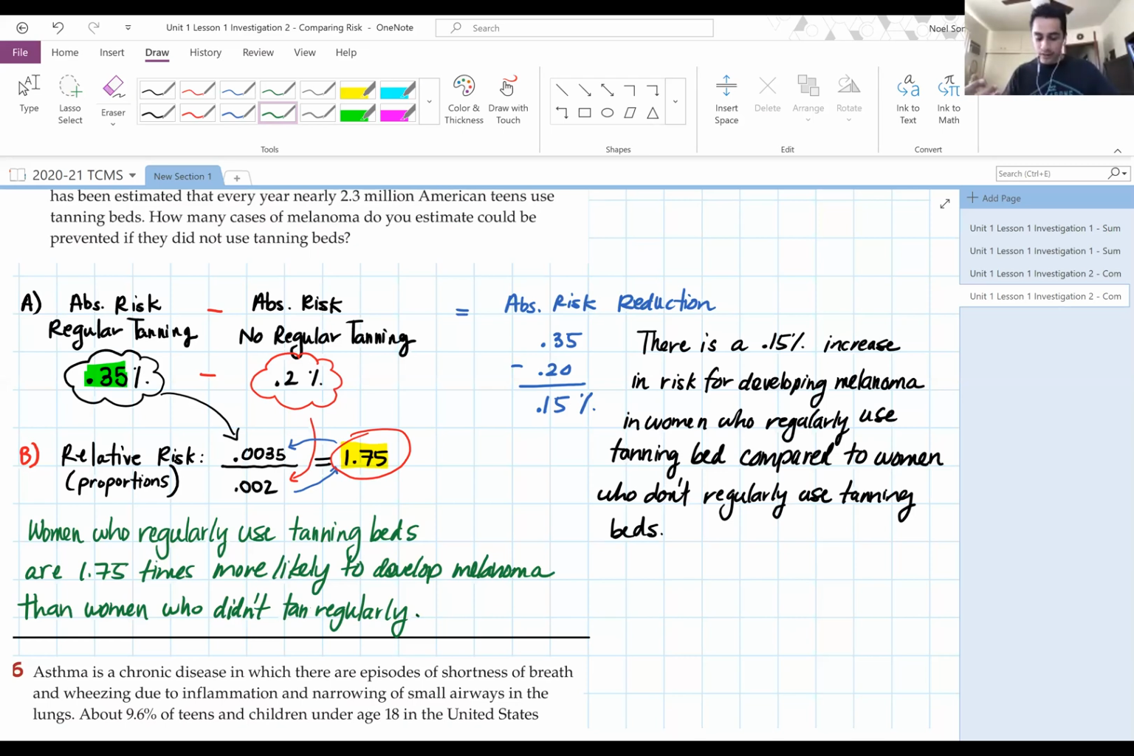Versus telling somebody that there's a 0.15% increase, while it is factual, it doesn't have the same kind of effect. It's like, oh, the percentage of me getting something didn't even go up by a full percent, it's not that big a deal. But if you warn people that you are almost twice as likely of developing this skin cancer if you're using tanning beds regularly, that has a little bit more power to it, I think. That's where the relative risk comes in, it shows you what you would multiply your chances by.